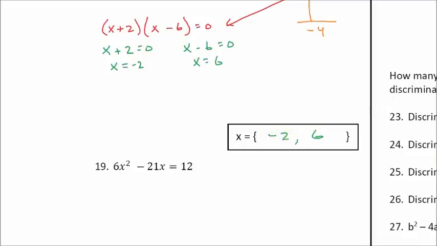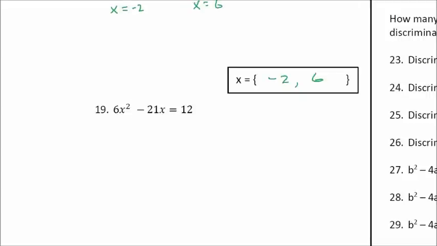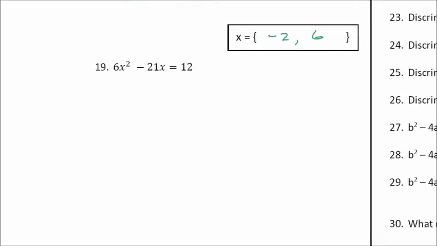All right, let's do one more. Number 19. Factor. Okay, factoring, we've got to get all the terms to one side of the equal sign. So let's move the 12 over where it belongs. 6x squared minus 21x. When we move the 12 over, we're going to end up with negative 12 equals 0. Remember, your equation has to be equal to 0 in order to solve by factoring.